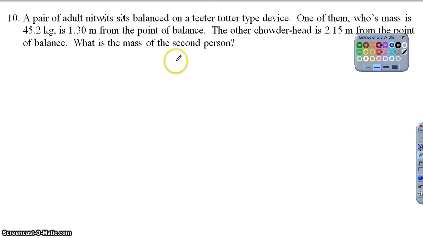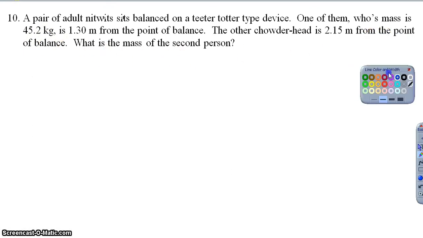So question 10 is a good question, not necessarily because it's particularly difficult or eye-opening, but just because how often do you get, say, adult nitwits in a question, right? Okay, so a pair of adult nitwits sits balanced on a teeter-totter. One of them, whose mass is 45.2 kilograms, is 1.30 meters from the point of balance. The other chatterhead is 2.15 meters from the point of balance. What is the mass of the second person?